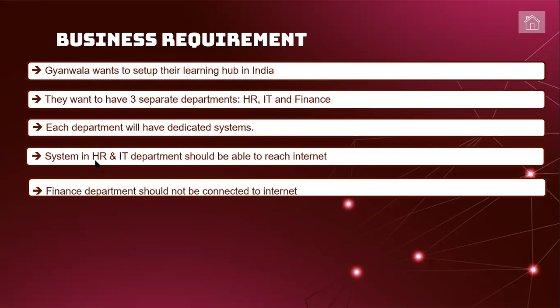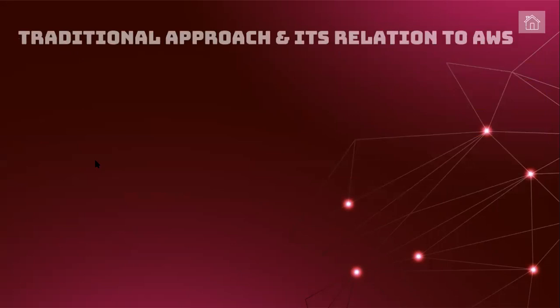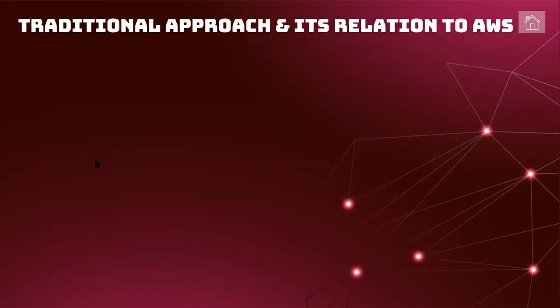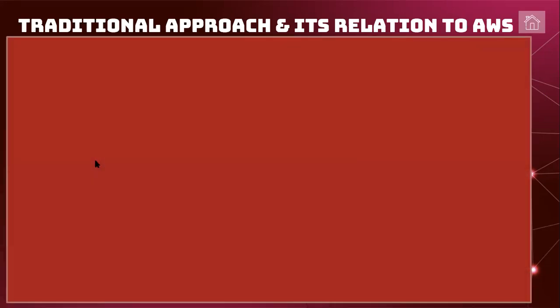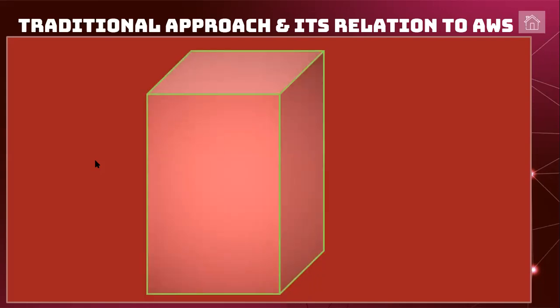Let's have a look at this from a traditional approach perspective and how we can relate it to AWS. To start with, the founder thinks, okay, I have to build this company. Let me first decide where I'm going to build my company. So he picks an area, let's say Mumbai. In Mumbai, he then decides to rent out an apartment or a building where he is going to set up his office. Then this office, he breaks into different floors.